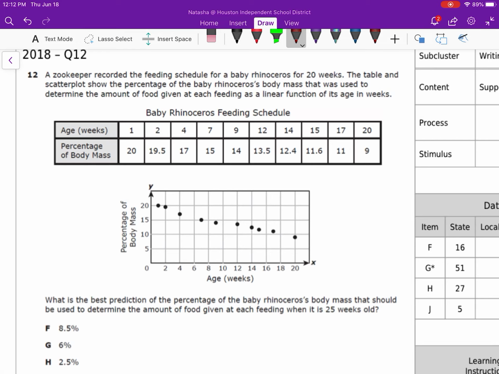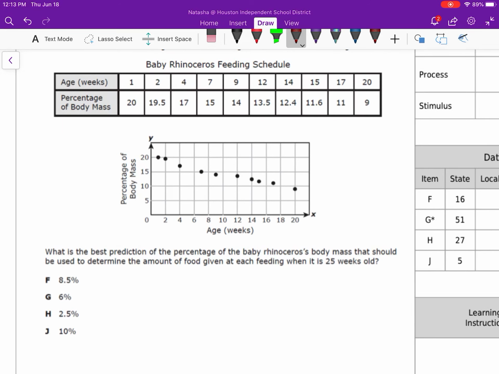A zookeeper recorded the number of feeding schedules for a baby rhinoceros for 20 weeks. The table values are given, scatter plots, and so on. What is the best prediction of the rhinoceros baby's mass that should be used to determine the amount of food after 25 weeks?